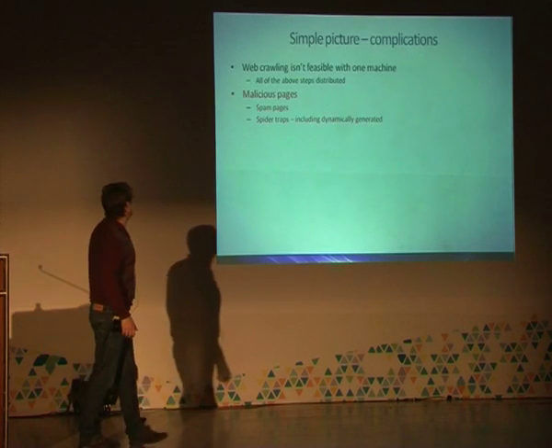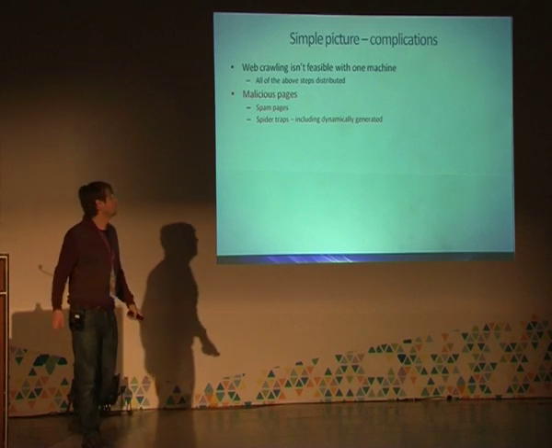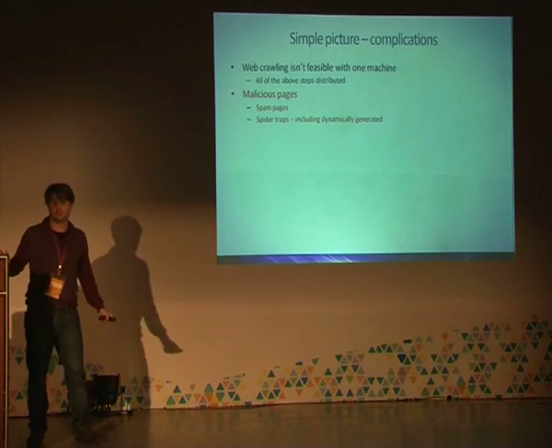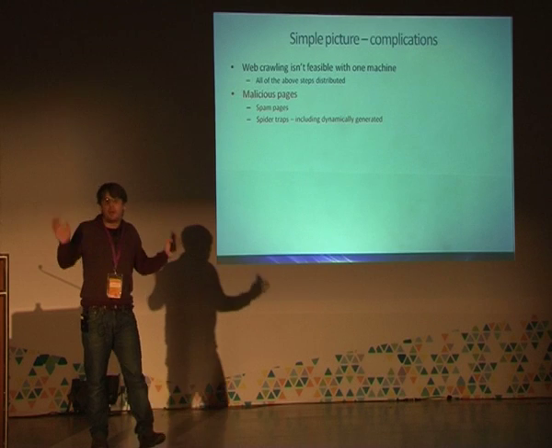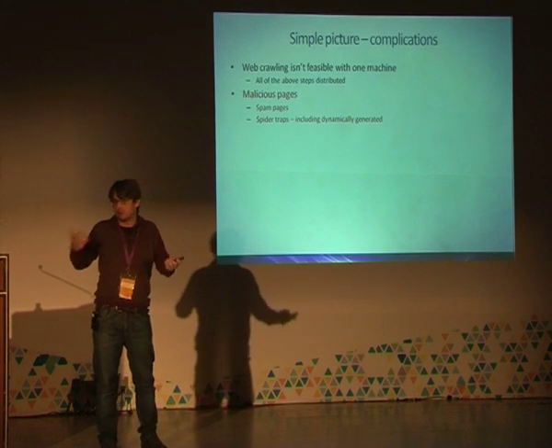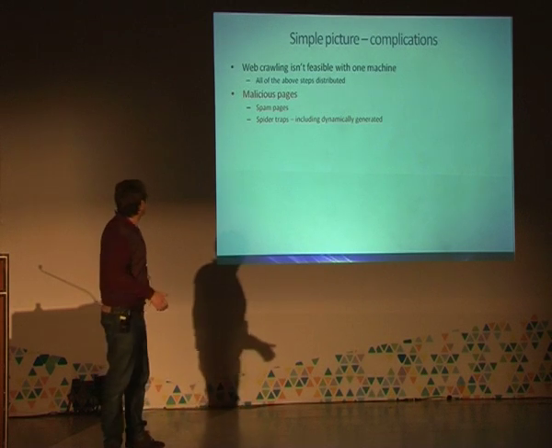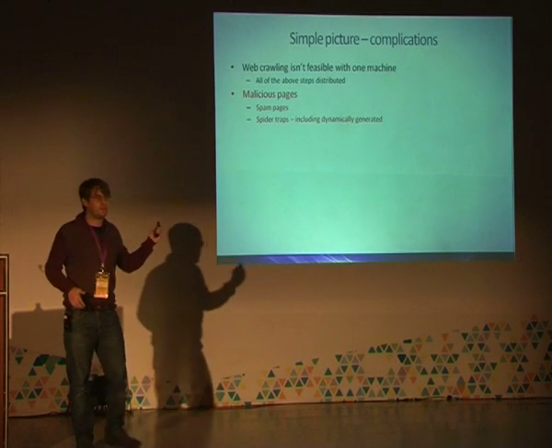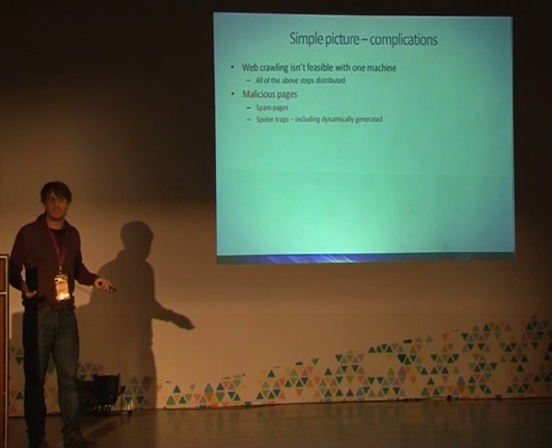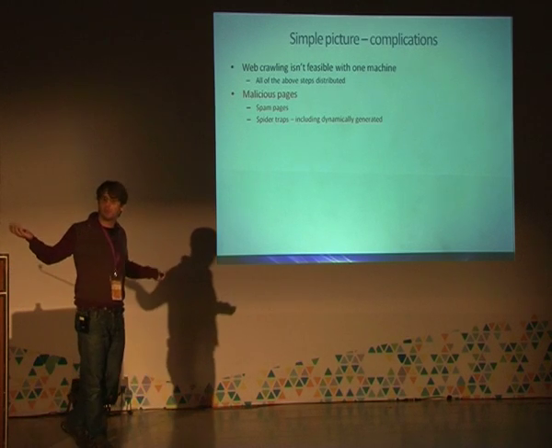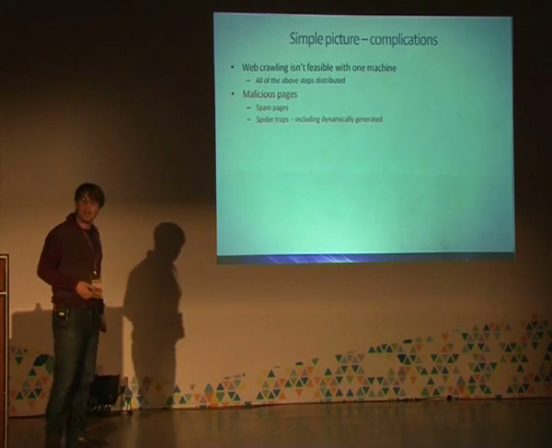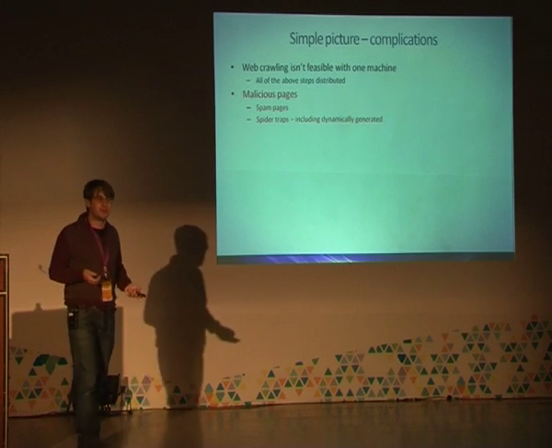Now, complications. First of all, you cannot use just one machine, depending on the domain. I mean, if you want to crawl just a particular host or just 10 million pages, maybe you can survive with a machine. But all these steps above, in general, are distributed. They are spread through a range of machines. And distribution is always a synonym of complication.